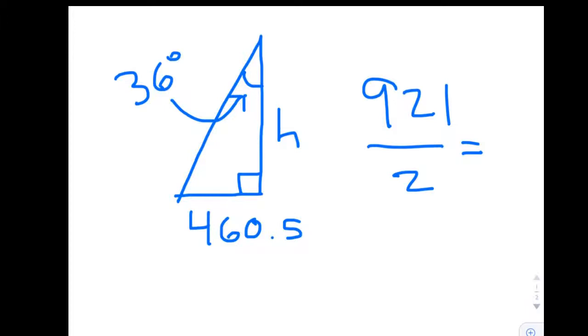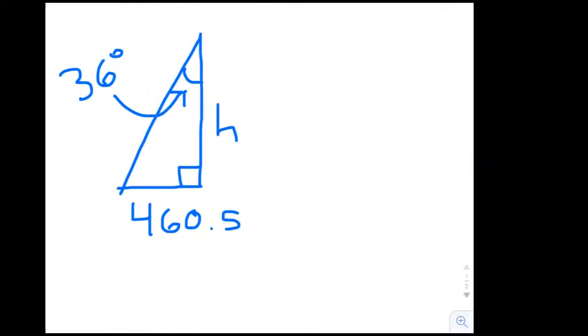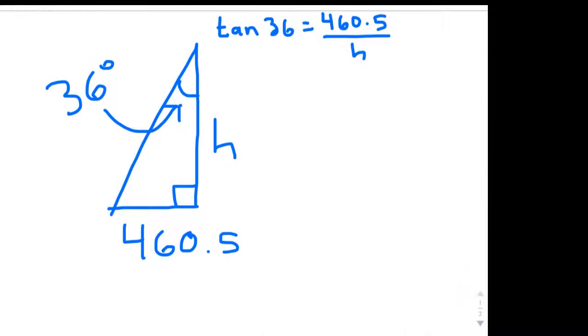I take 921 divided by 2 and I get 460.5. And I need to find the height to find the area of that triangle. The way I'm going to find the height is by taking tangent of 36. Tangent of 36 is equal to 460.5 divided by h.